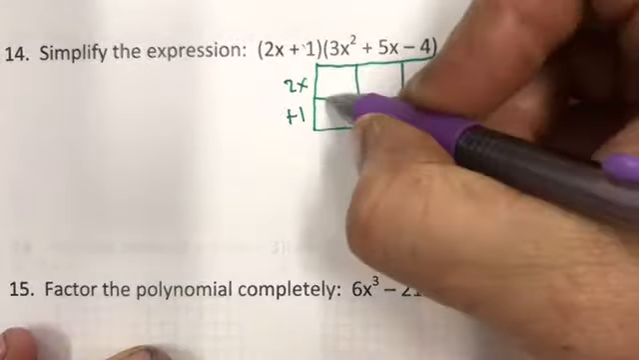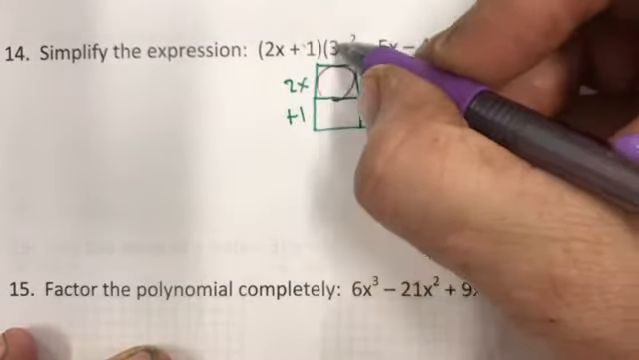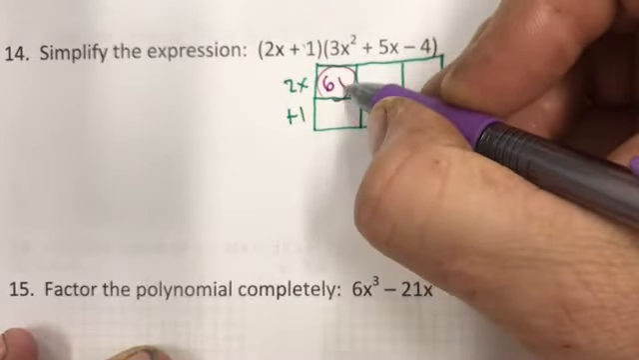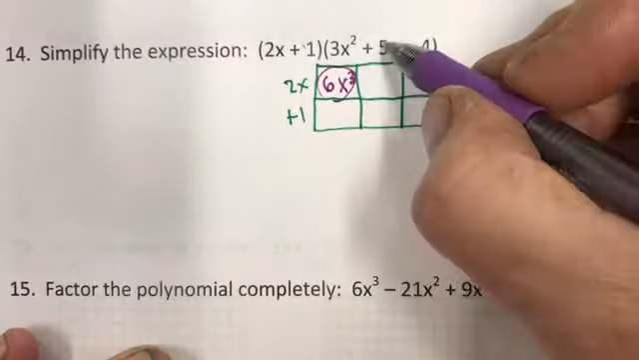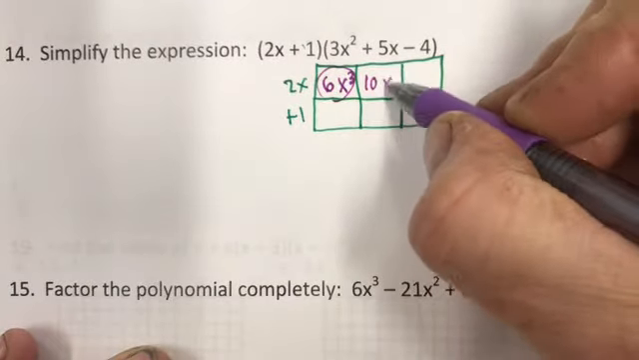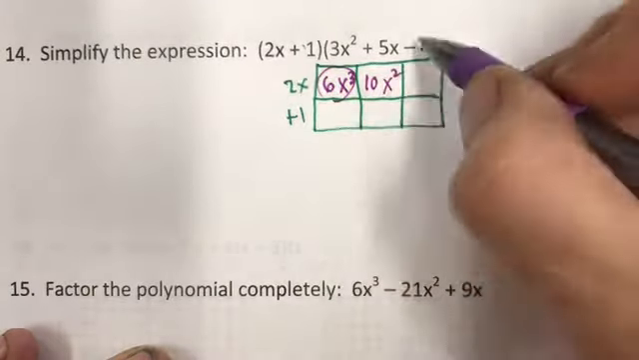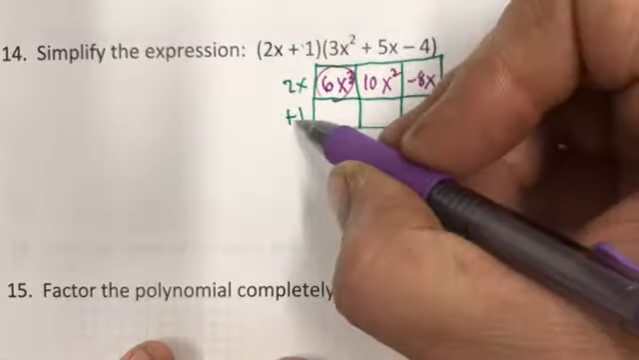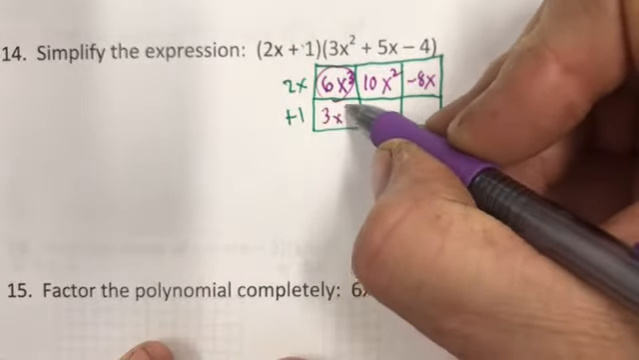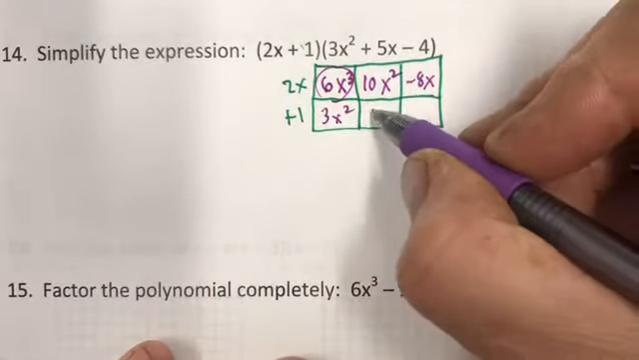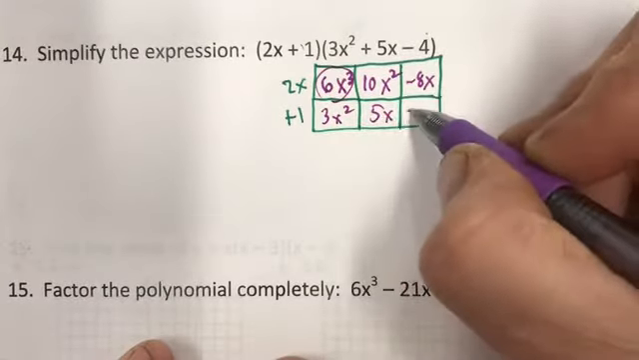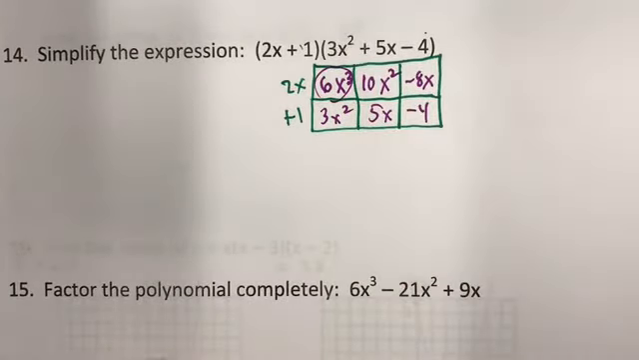If I do this one here, 3x squared times 2x, 3 times 2 is 6, and that's going to be x to the 3rd. 5x times 2x, that's going to be 10x squared. And then negative 4 times 2x is negative 8x. And there's the top row. Now down here, 3x squared times 1 is 3x squared. 5x times 1 is 5x. Negative 4 times 1 is negative 4. And so there you go, there's all my products.